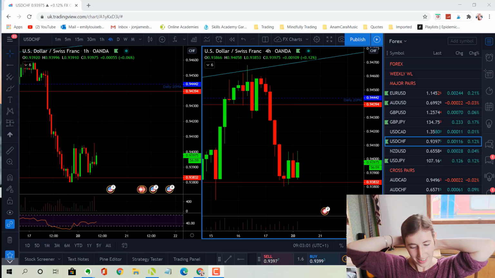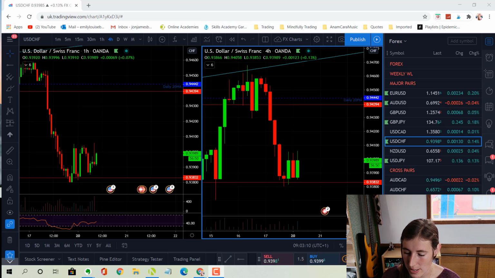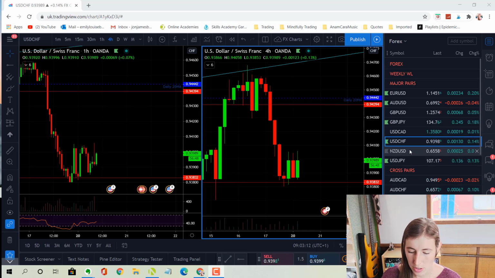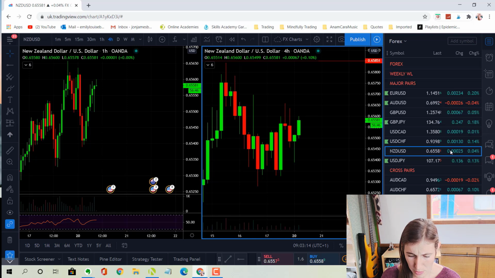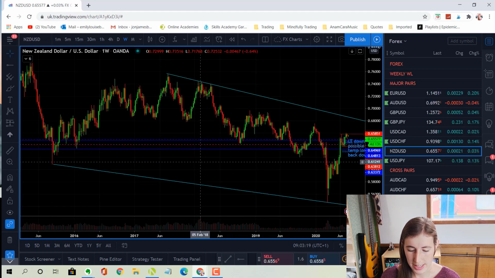Okay guys, I know that we are getting quite long into this video, so I'll try and get through the other pairs fairly quickly. So that was the US dollar Swiss franc. So moving into the New Zealand dollar US dollar, and again just going to the weekly chart here, and we've been in this overall downtrend as per the weekly trend lines here.